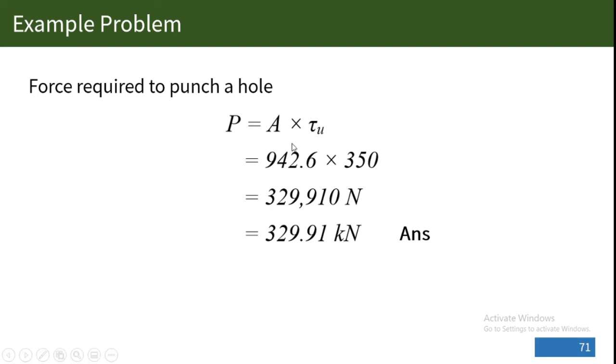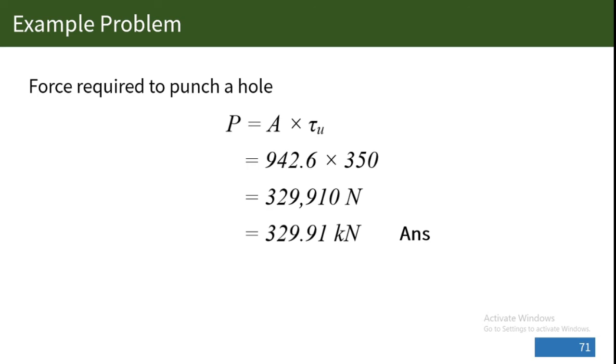Evaluating 942.6 times 350, we get 329,910 newtons. The final answer here is that the force required to punch a 60 millimeter hole with a thickness of 5 millimeters is equal to 329.91 kilonewtons. Okay, so this is our final answer of this problem.